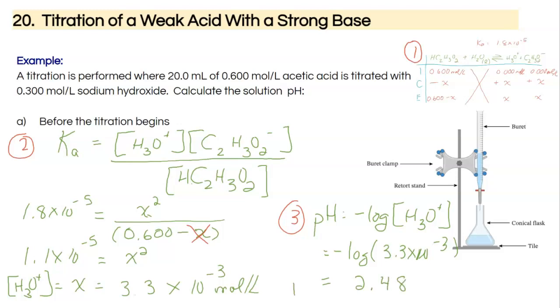And so, that makes sense. That's a pH that makes sense if I've got a weak acid and I haven't added any base yet. Okay, so on to the next step.